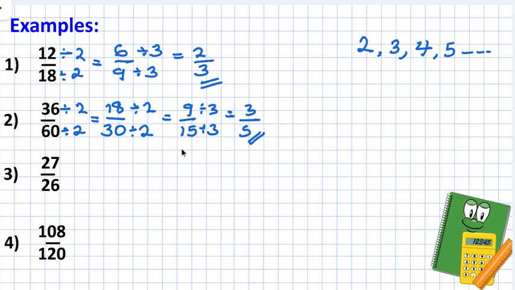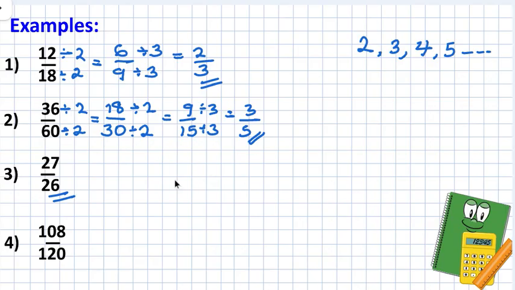If you keep on going, you will find out that at the end, there is no common factor. There is no number that can divide 27 and 26. So that means 27 over 26 is the lowest term, or the lowest form. So we stop there. Number 4. So we have a big number now.